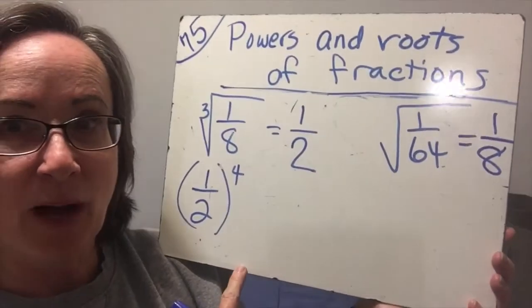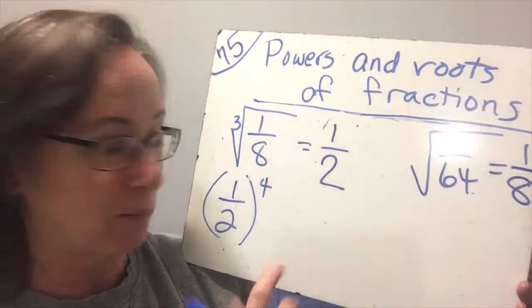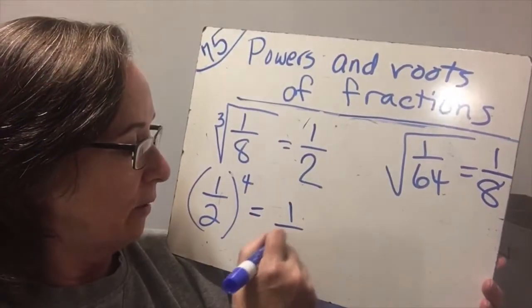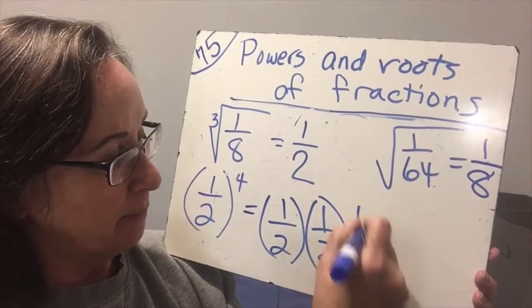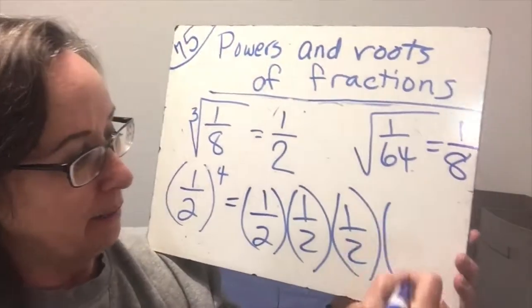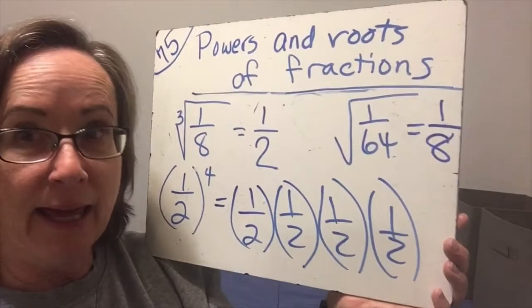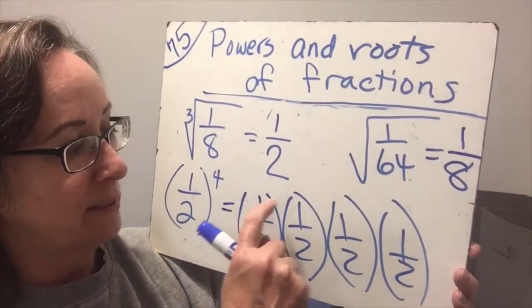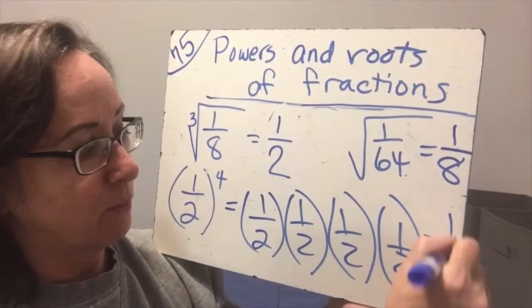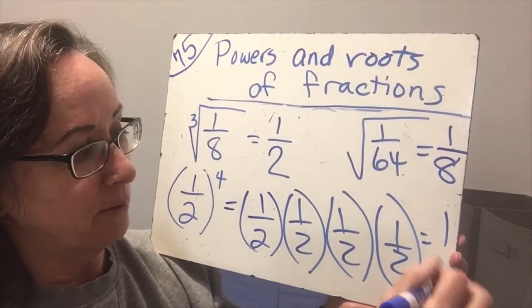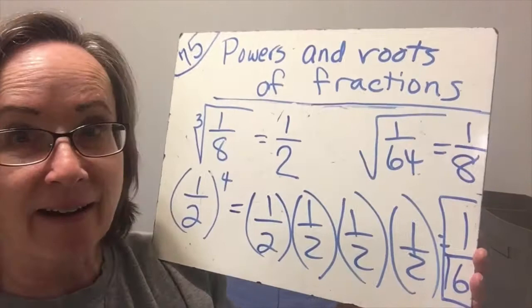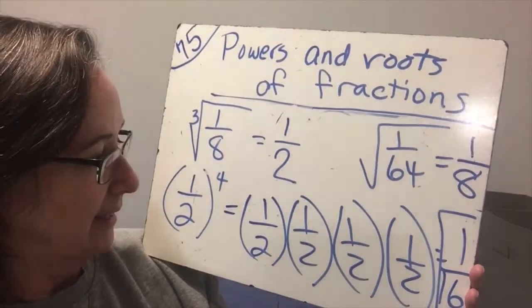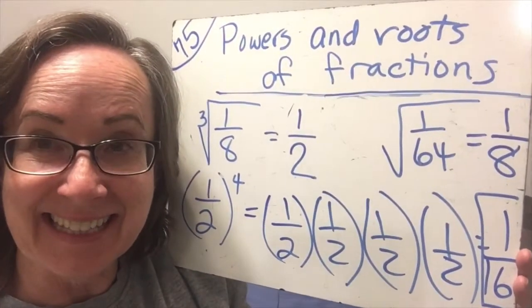The last problem is just an expansion problem, isn't it? So 1 over 2 times 1 over 2 times 1 over 2 times 1 over 2 is 1 times 1 times 1 times 1, which is 1. 2 times 2 times 2 times 2 is 16, and 1/16 is our answer. And we are done with lesson 75.